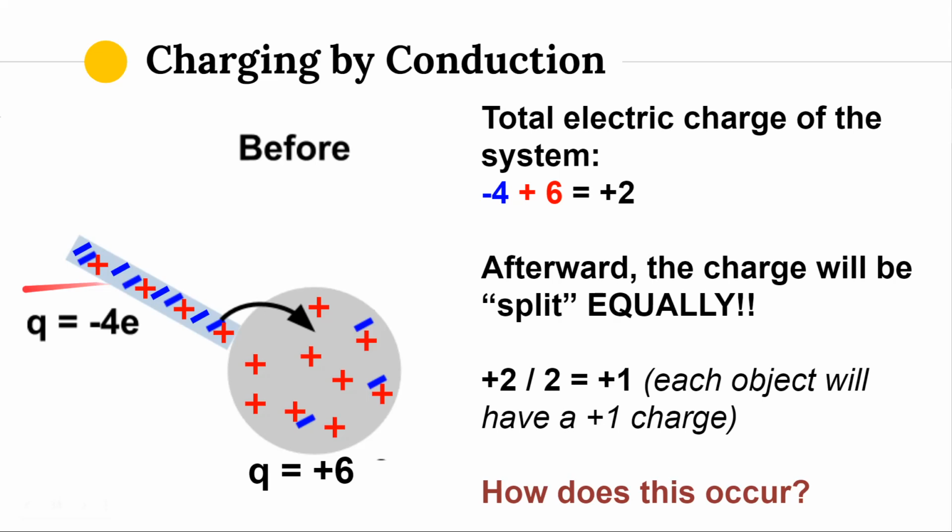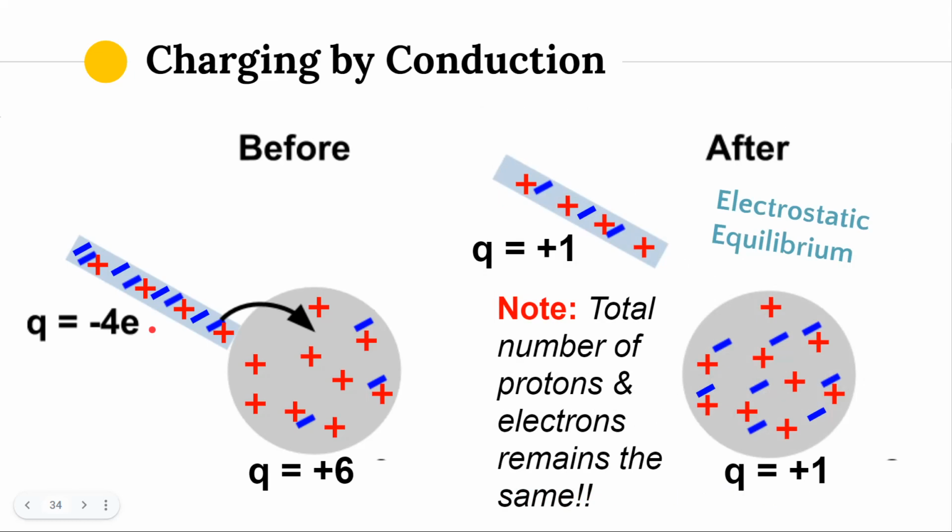So this one that has a -4 charge is going to move quite a few electrons over. And so you're going to end up at the end with the same charge on both, but this will have to lose 5 electrons for this to get a charge of +1, which means this one gains 5 electrons, and that results in both of them having a charge of +1. And again, we call this electrostatic equilibrium, and that is what you have whenever you have charging by conduction.